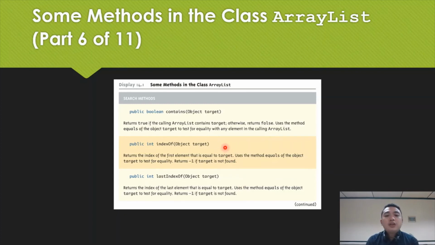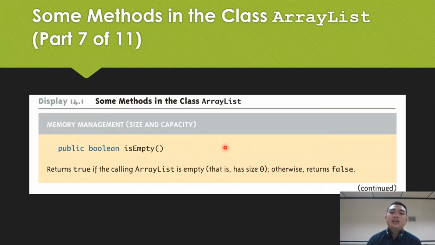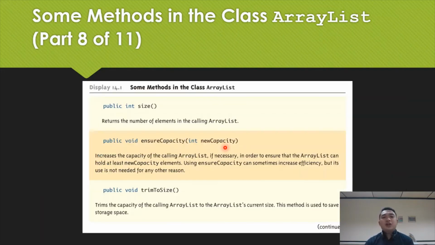Kasi yung index of, it will return the first occurrence of the element. When we say first occurrence, kasi pwede kasi multiple occurrence dun sa array list. And then it will return the index of the first occurrence of the element or the target. And then the last index of, it will return the index of the last occurrence of the target or the element. And then it will also return -1 if the target is not found. We do have isEmpty. It will just return true if it is empty. That means the size is 0. Otherwise, it will return false.